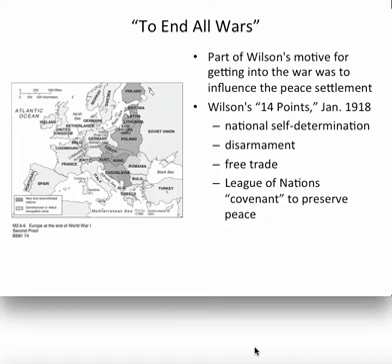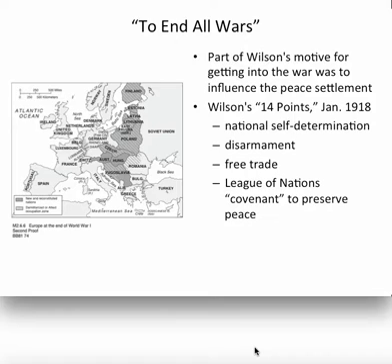Second, Wilson called for disarmament by the major powers, trying to prevent another arms race of the sort that had contributed to the outbreak of World War I. Third, free trade. Wilson believed commerce was one way to promote world peace.